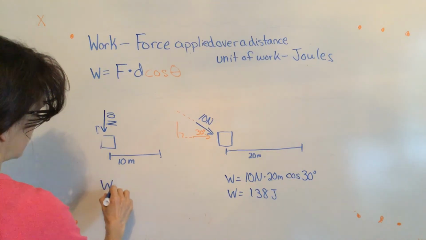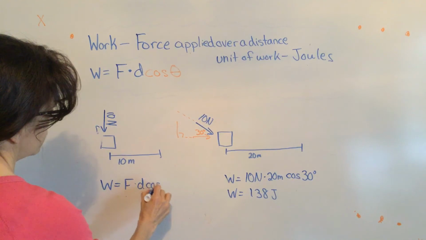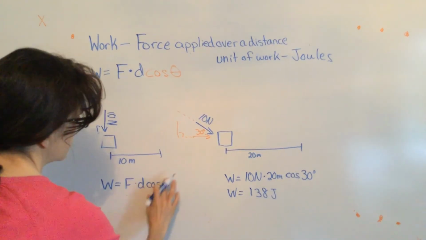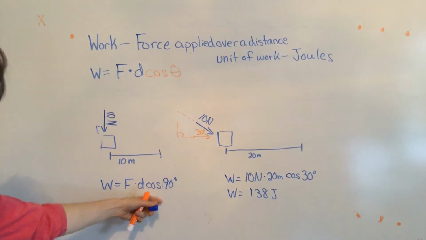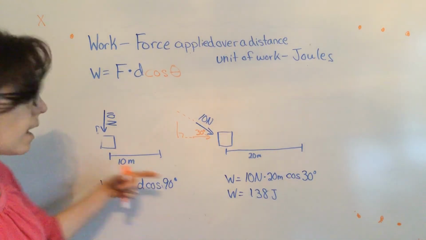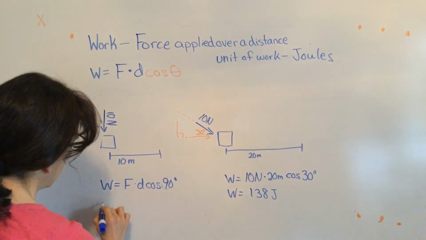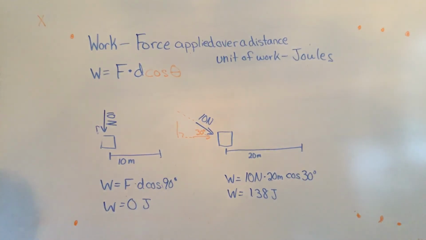Well, force times distance times the cosine of 90 degrees, I meant to write that, 90 degrees, is equal to 0. And you can just picture this. If you're applying a force straight down, not at all in the direction of the motion, no work will get done. So the work will be equal to 0 joules.